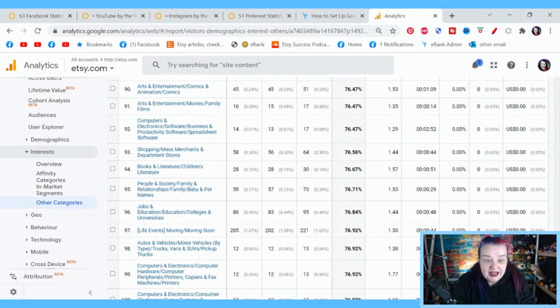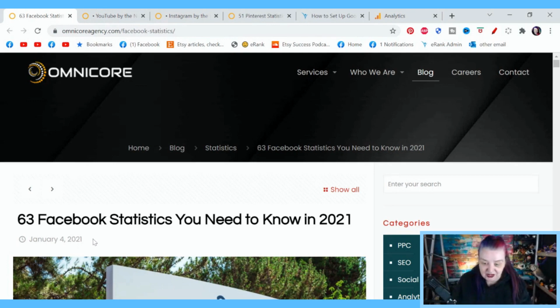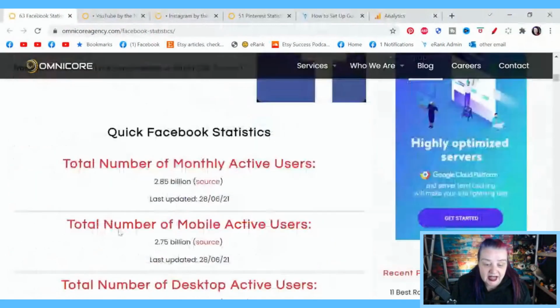So what we can then do is go and look at what social media is best for what kind of people. So let's look at the stats. So Omnicore Agency, you should be able to see the URL at the top here because I know I will forget to link it. But they've got the stats for all the social media groups. So let's have a look, and it's up to date, 2021. So let's have a bit of data.